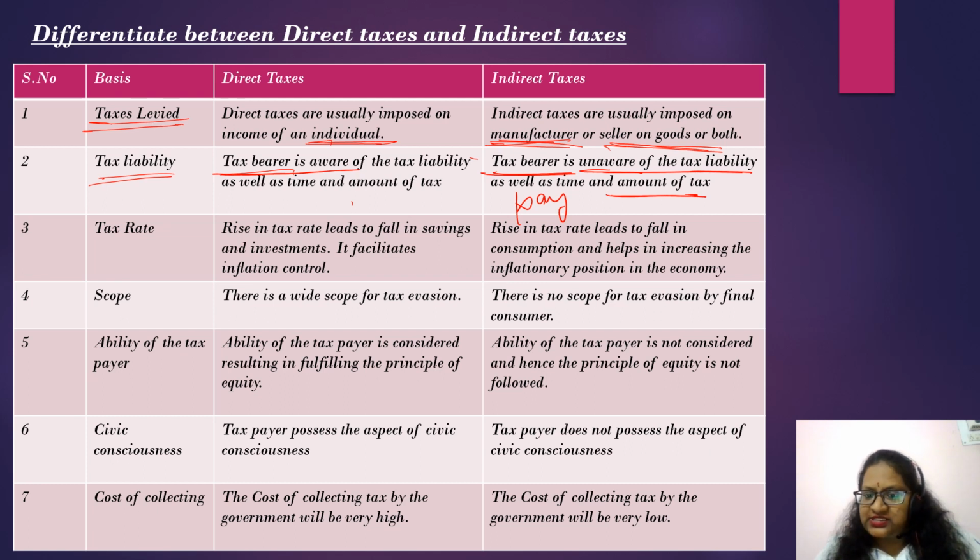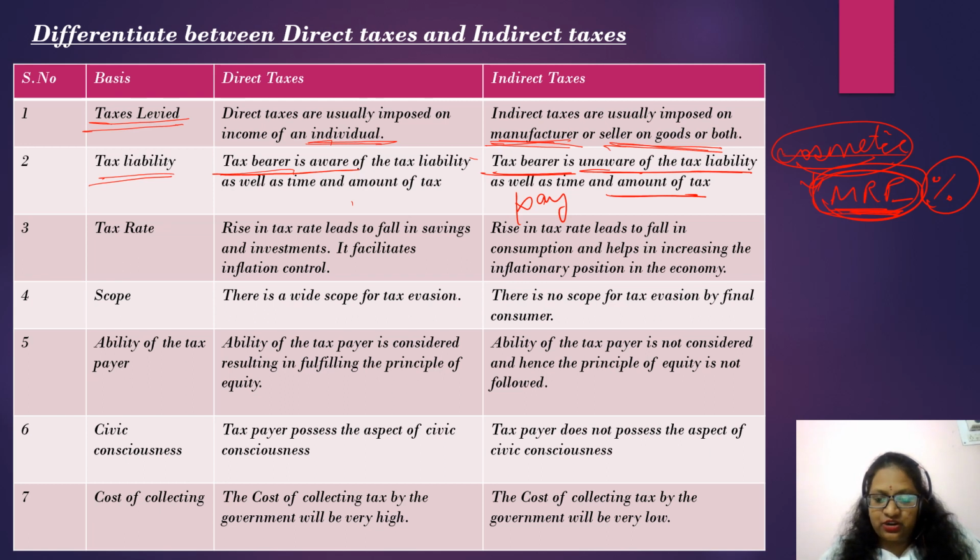I gave you an example of the cosmetics products, right? We go and we buy it. So any product which you buy includes a final MRP. Now this MRP includes a tax percentage which we are not aware of, but we keep paying it thinking that it is the original MRP. The tax is included in this original MRP. So we are indirectly not aware of what tax we are paying.